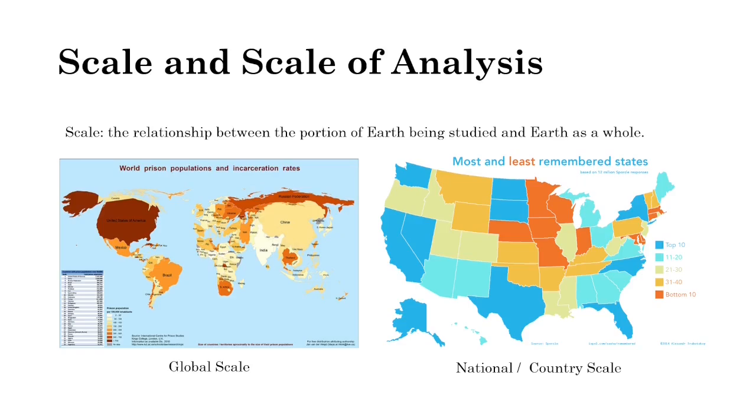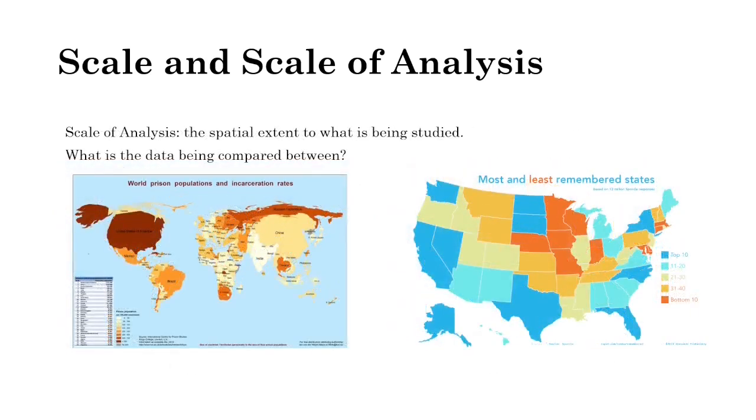Now, scale of analysis is something a little different. Scale of analysis is the spatial extent to what is being studied. What is the data being compared between? Is the data varying between continents or countries? Is the data being compared between states? Or is it not being compared between any entity at all? It doesn't have any confined borders here.